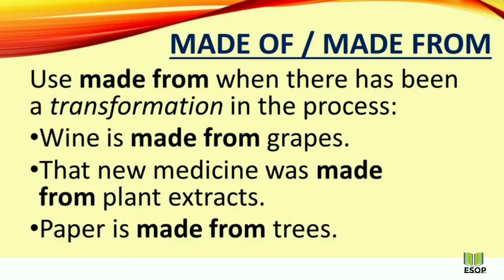We use made from when there has been a transformation in the process of making the object. For example, wine is made from grapes. That new medicine was made from plant extracts. Paper is made from trees.